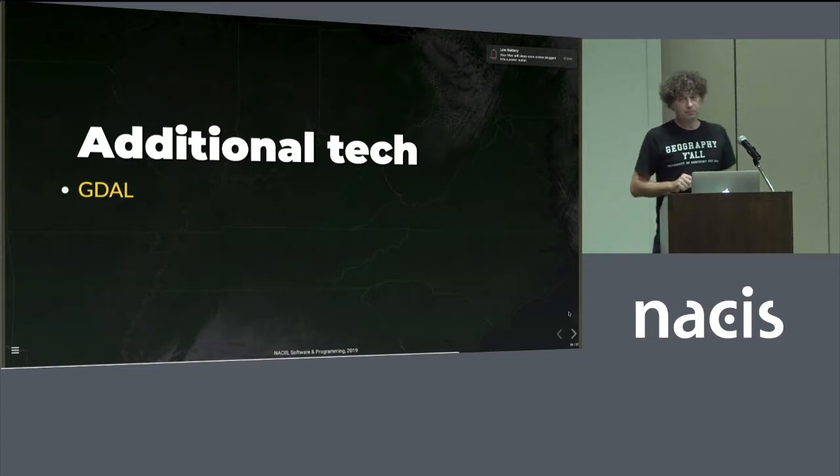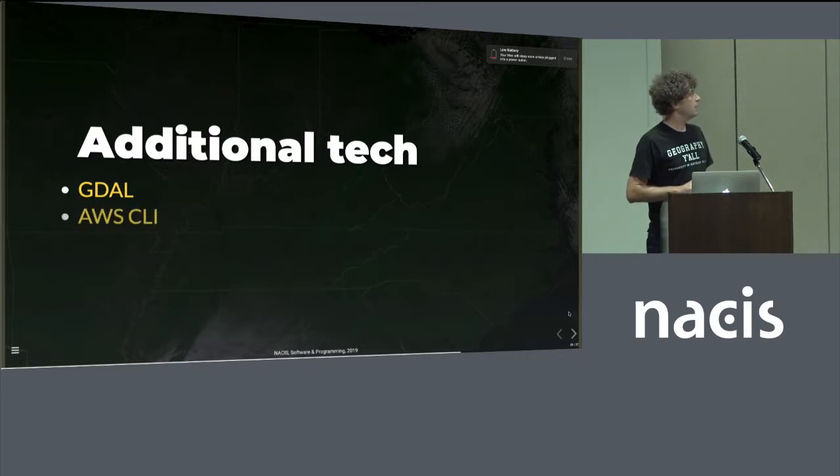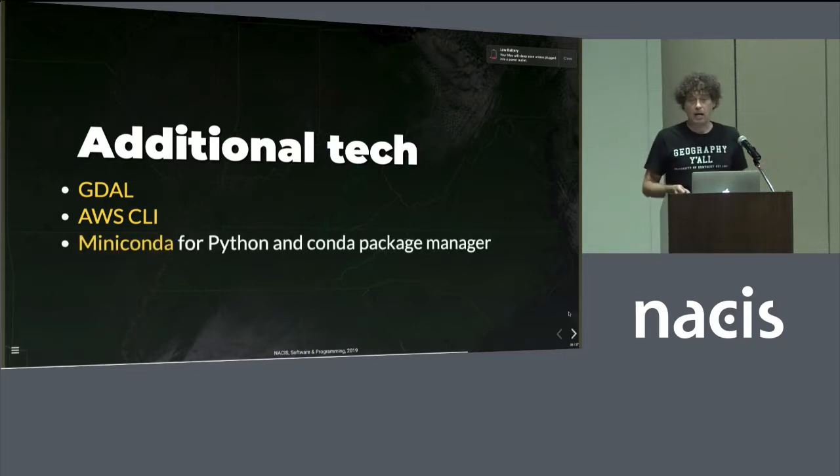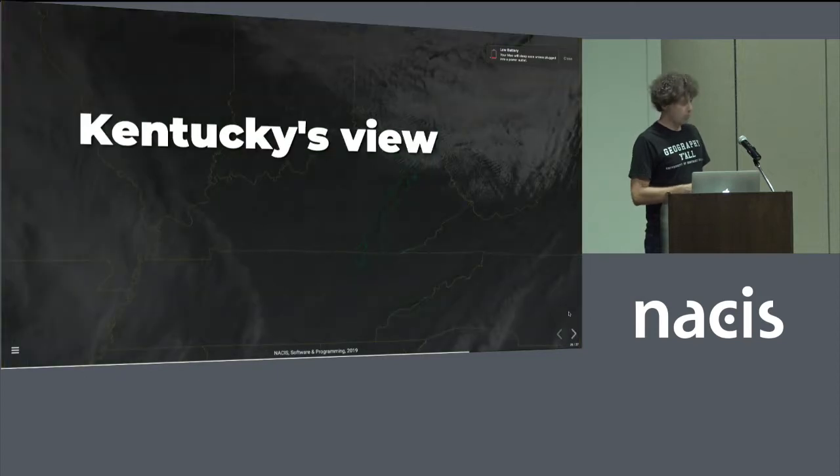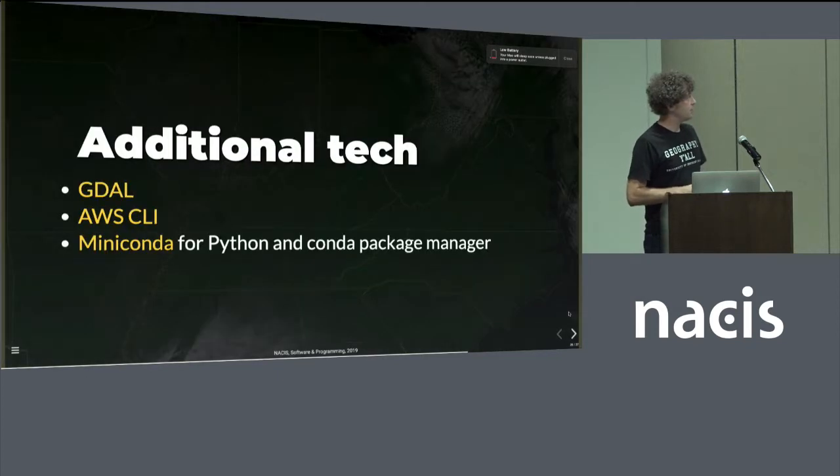So GDAL, been around a long time. It's a command line geospatial processing utility. Of course, AWS CLI. And we need Python now, so I installed Miniconda, and this is all on a Linux server that we're installing this. I run the package manager to get GDAL installed and maintained through Conda.